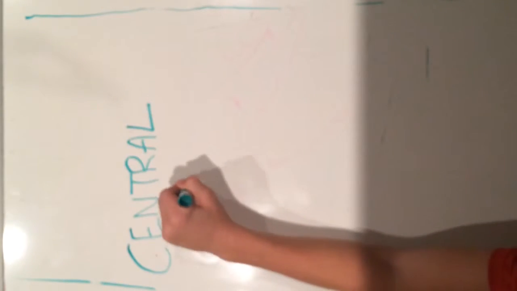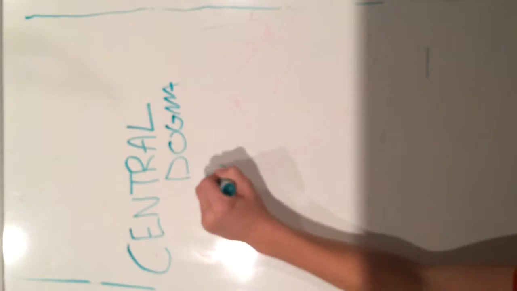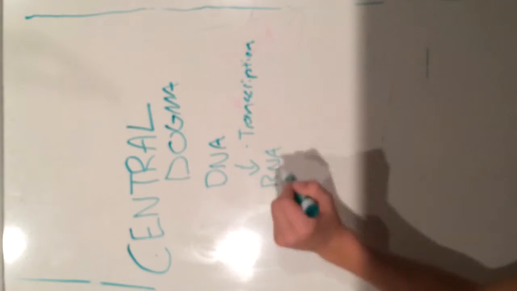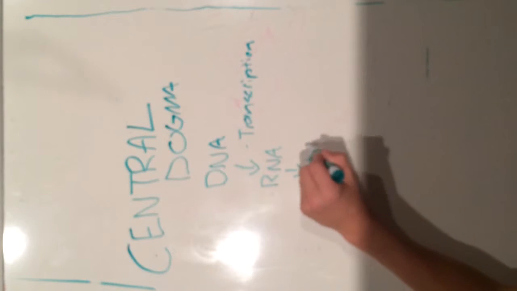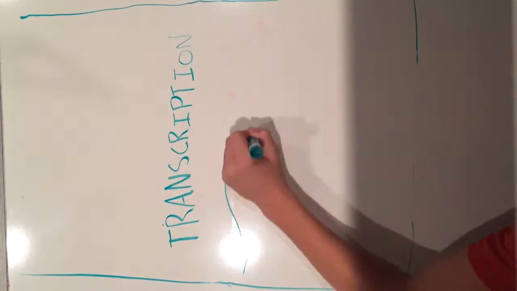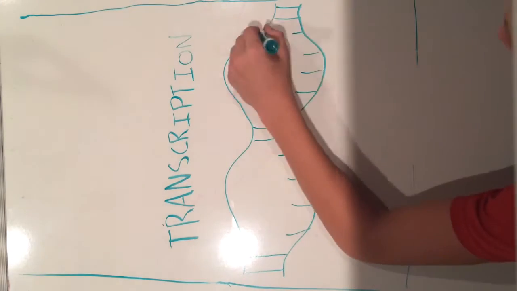Scooby-Doo has many genes. One gene is his ability to pronounce every word with an R in front of it. This gene goes through the central dogma of biology, which is that DNA turns into RNA through transcription, and RNA is turned into protein through translation. The first part is transcription.